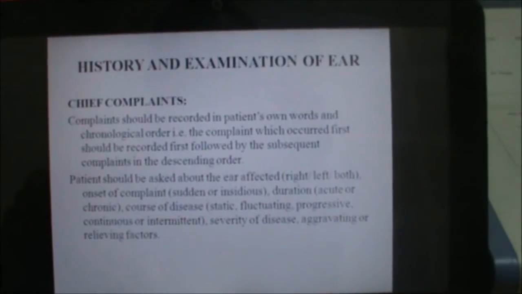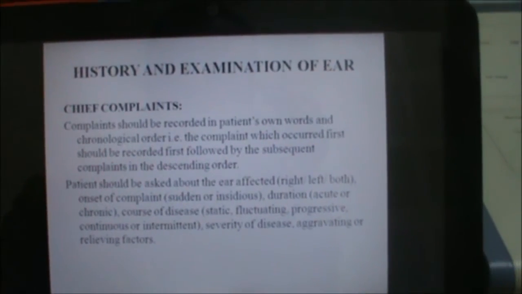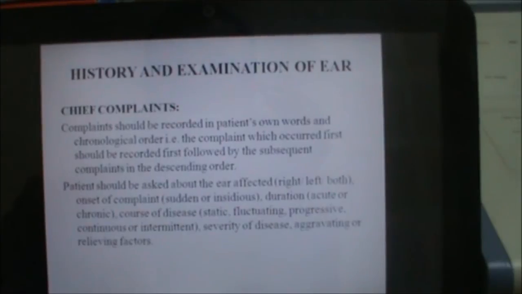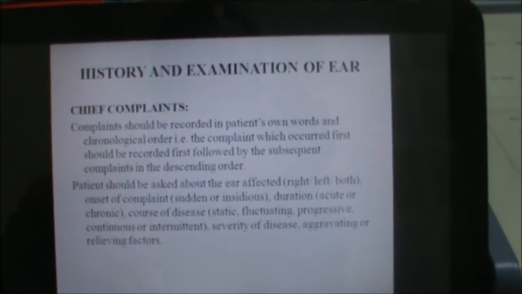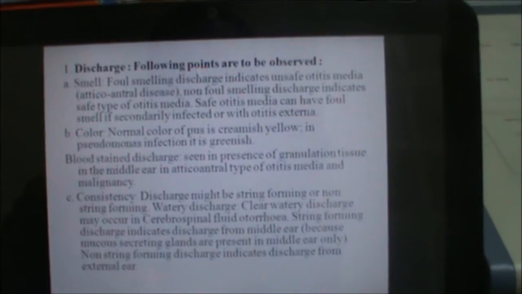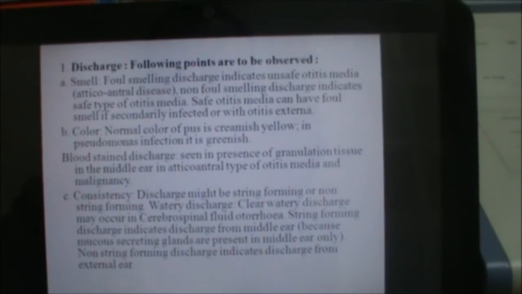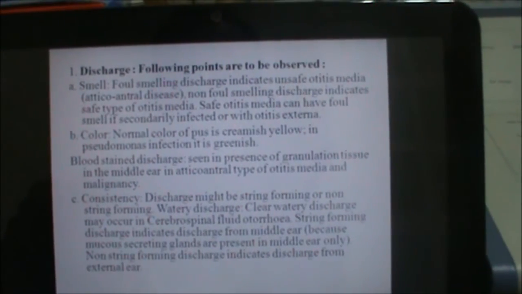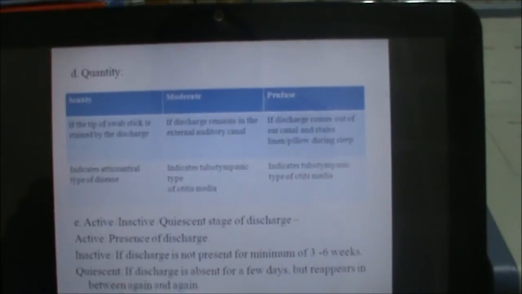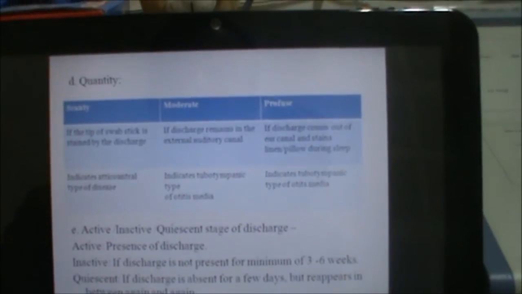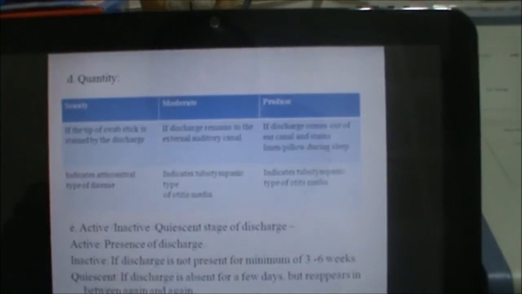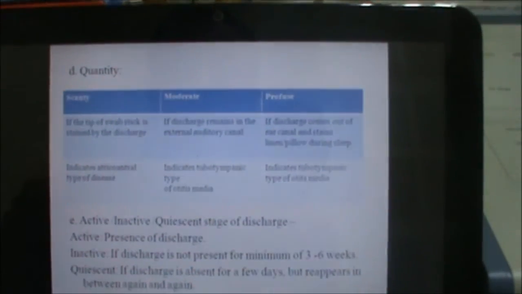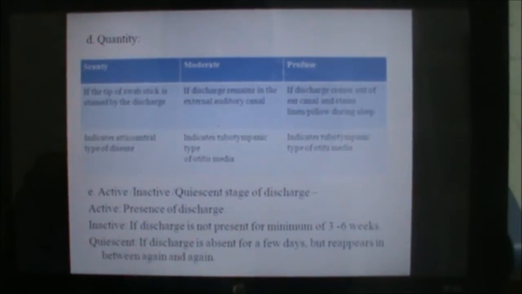This is an example I had given for history and examination of the ear. Chief complaints should be given in chronological order, and in the history, what we often ask for discharge is the smell, color, consistency, and the quantity, and whether it is active, inactive, or quiescent, and the various points which we have to cover during the history.